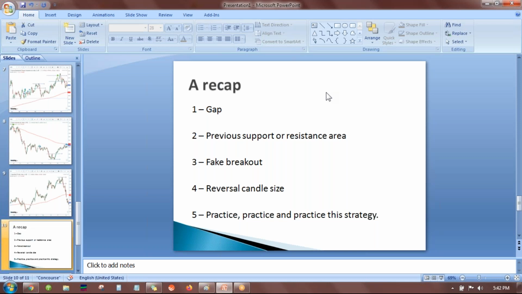Again, start practicing on a daily chart. Take at least 10-20 trades on a daily chart. Once you get your hand on that, try to come to a 4-hour chart, then a 1-hour chart. You can also do it on a 15-minute chart.